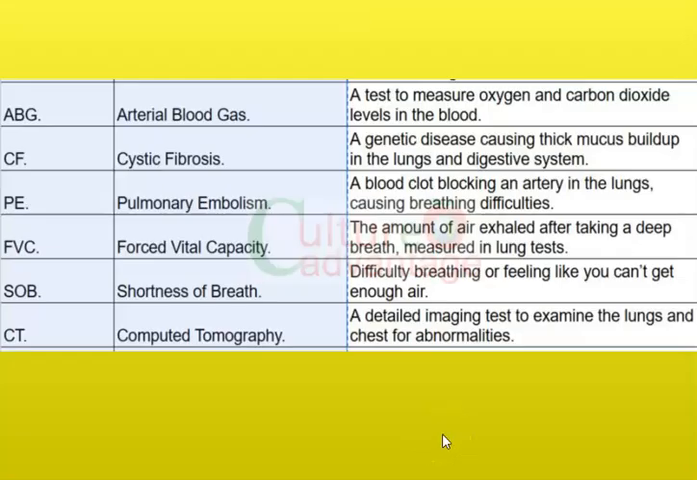SOB, shortness of breath. Difficulty breathing or feeling like you can't get enough air.